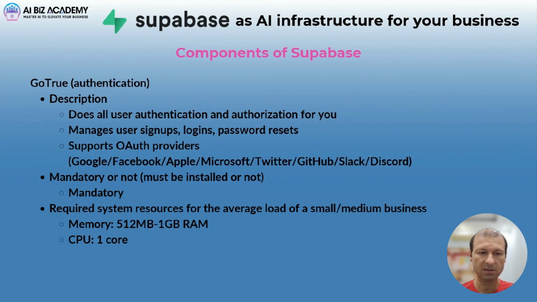GoTrue is the authentication service. Like I mentioned previously, all the authentication and authorization is done by this component. So all the user signups, logins, and password resets are handled by GoTrue. And of course, you can integrate GoTrue with many providers like Google, Facebook, Apple, Microsoft, Twitter, GitHub, Slack, Discord, and support for many others. This is a mandatory service, so you must enable it. It doesn't require that many resources, around 1 gigabyte of RAM and 1 core.